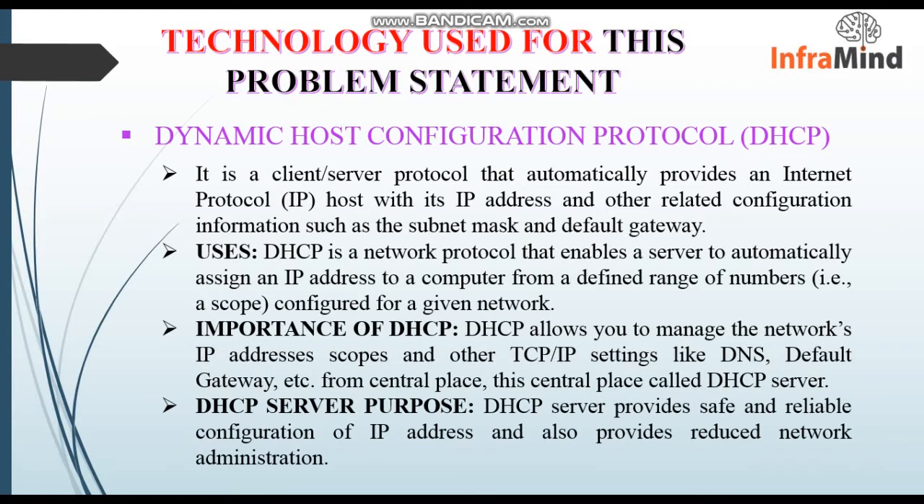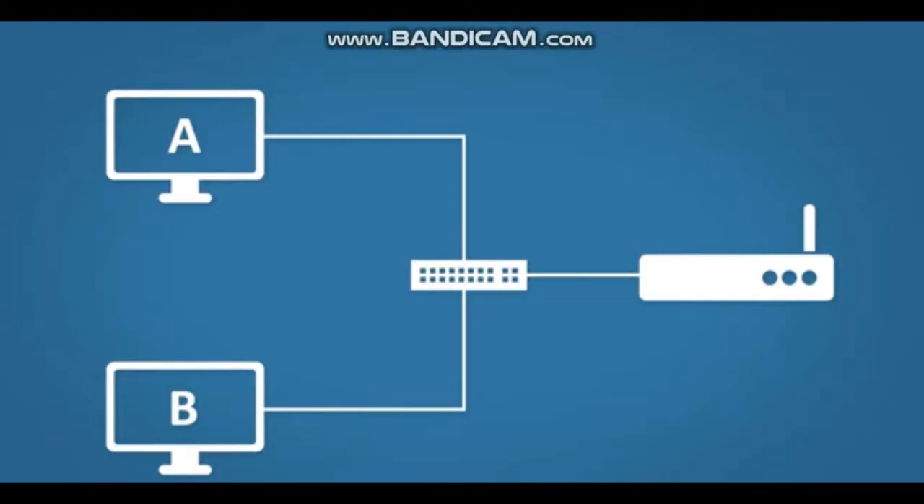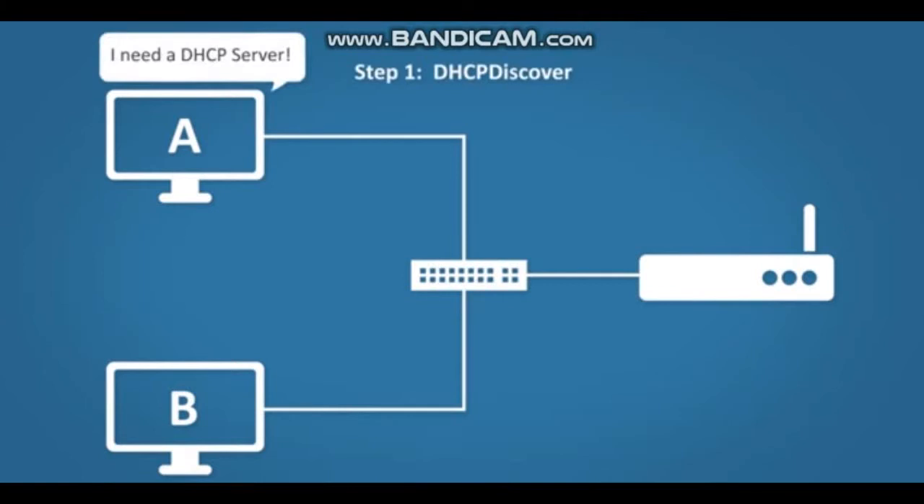The DHCP server provides safe and reliable configuration of IP addresses and also reduces network administration. How does DHCP work? We have two PCs, a switch, and a router. They are connected in order to work with an IP address.